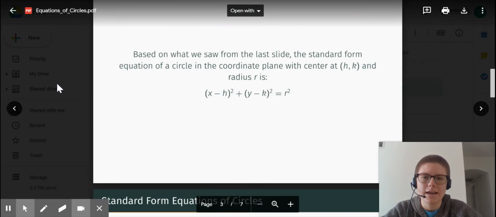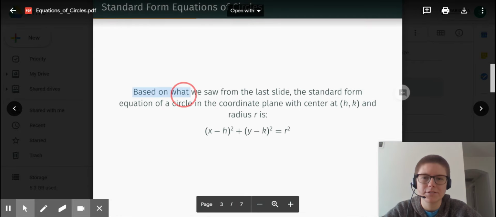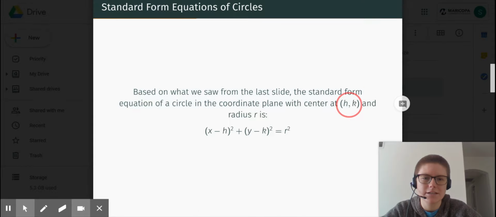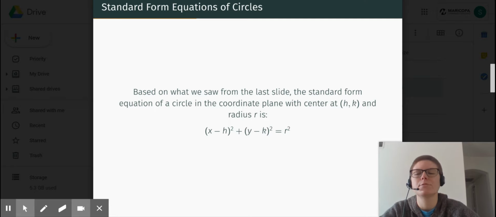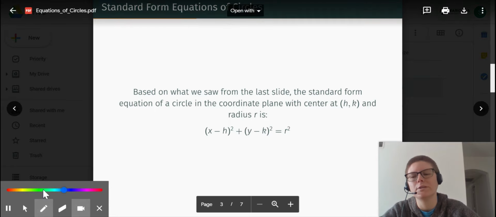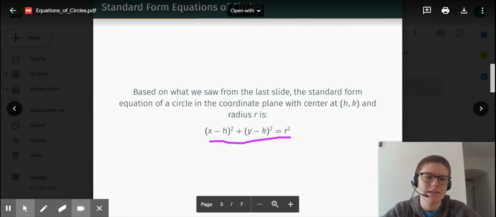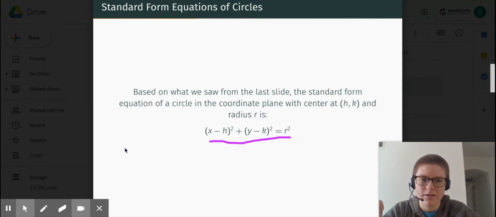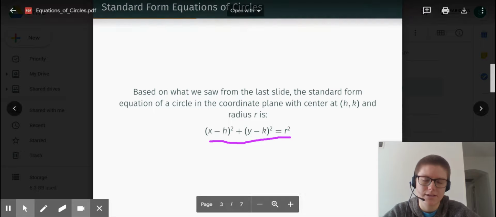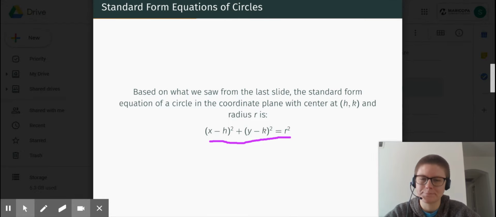Based on that, the standard form equation of a circle in the coordinate plane with center at (h, k) and radius r is x minus h squared plus y minus k squared equals r squared. Make sure you get this formula down. You will need to know it. It is the main point of these notes, so if you don't get it down, then you're not getting the main point.